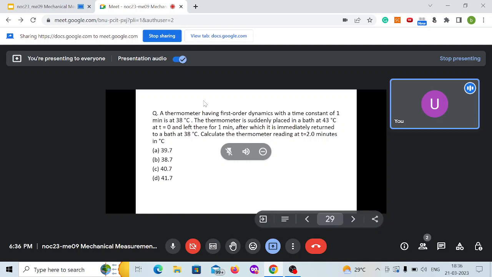So the thermometer is suddenly placed in a bath at 43 degrees Celsius. At time t equals 0, the temperature bath which has to be measured is at 43 degrees Celsius, and your thermometer is at 38 degrees Celsius. So at t equals 0, you dip the thermometer, suddenly changing the input to 43, and it is left there for 1 minute. So time is 1; the time constant is 1, and the time is also 1 minute, after which it is immediately returned to a bath at 38 degrees Celsius.